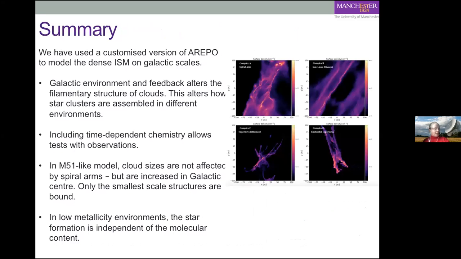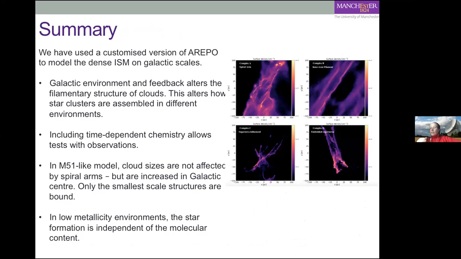And so this is my summary. There's time for questions. So we've used a customized version of the repo code to model the dense ISM on galactic scales. We have found that galactic environment feedback alters the filamentary structure of clouds, which alters how star clusters are assembled in different environments. And we've included time-dependent chemistry, and we've used radiative transfer to allow tests with observations.